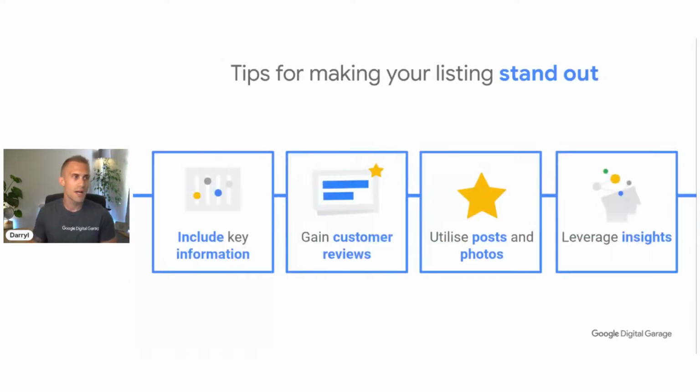So let's jump into a couple of tips. First and foremost, include key information. Now, what key information is to one business may be different to another, but we need to think about the very essential key information in terms of what is this business about? What is your business? Do you have a description? Do you have a bio? Do you have a few sentences to describe what your business is and what you have to offer? What's your USP? What is your business known for?